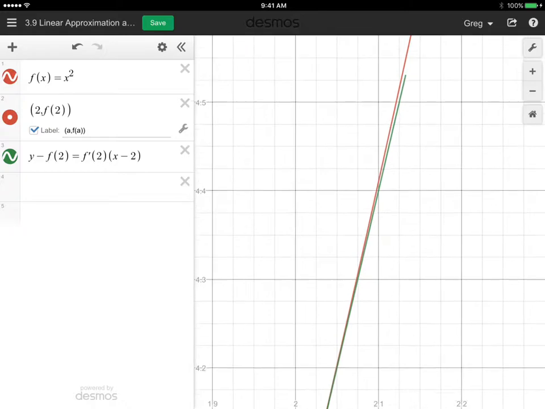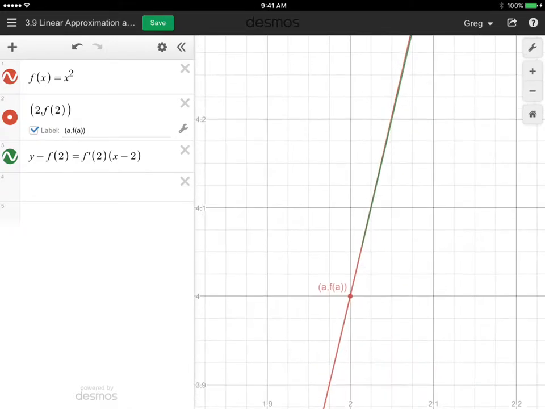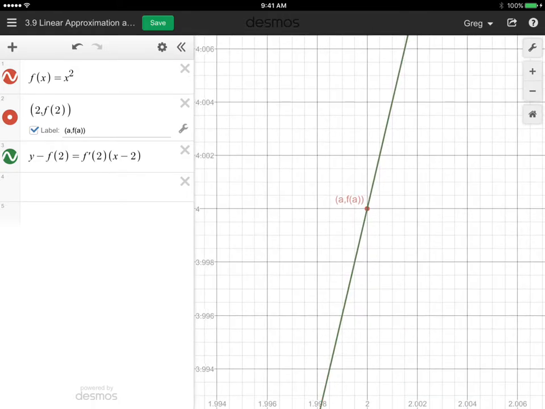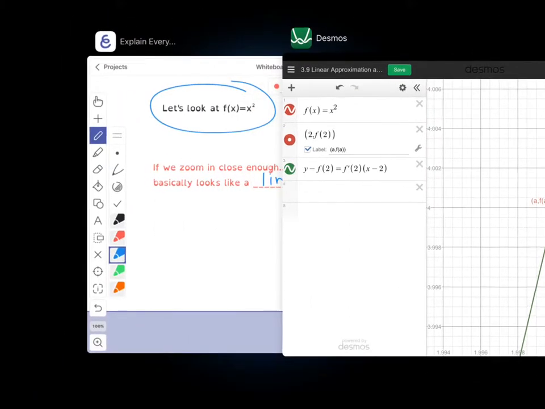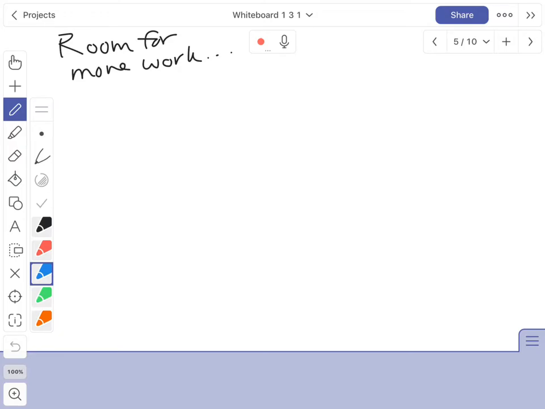We can see as we get farther away, they do get farther and farther away from each other. But right around the point that I started at, really close to that point, there's almost no difference between the original function, which you're seeing in red, and the tangent at that point, which you're seeing in green. So why do we care about that? Well, that's our first observation.